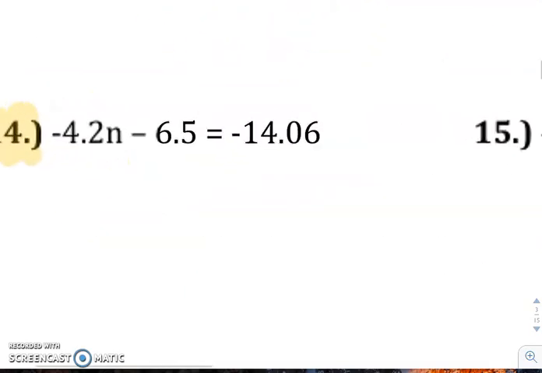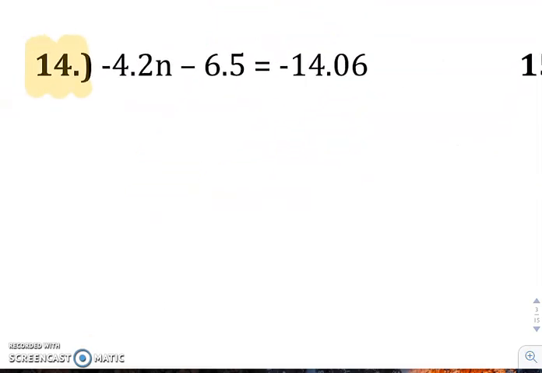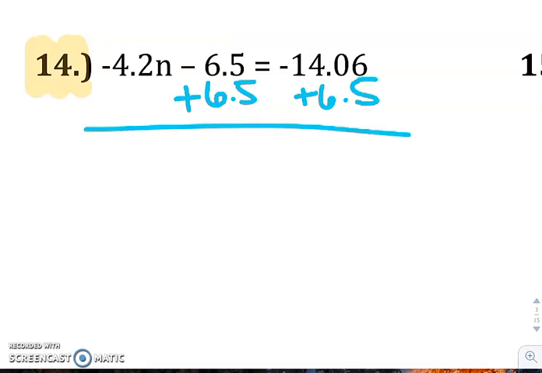So number 14, just decimals, but it's the same idea. Like you want the variable to be on a single side. So since we have the negative 4.2n over here already, and there's no n over here, we're just going to move the negative 6.5. So since it's a minus 6.5, we're going to just add it to both sides of your equation. So we still have that negative 4.2n, but then negative 14.06 plus 6.5 is going to give you negative 7.56.